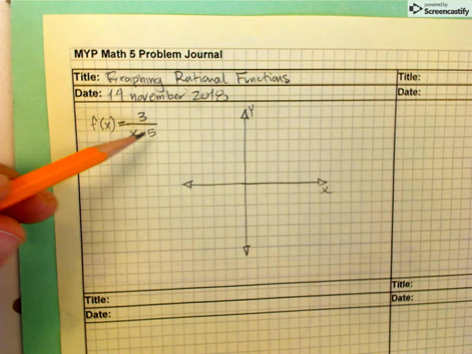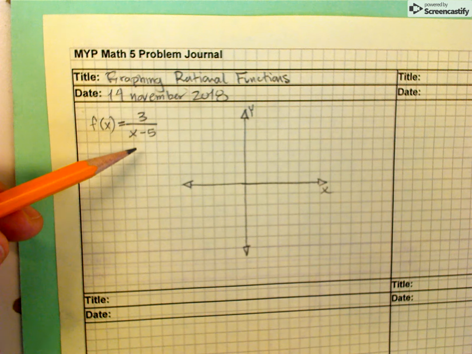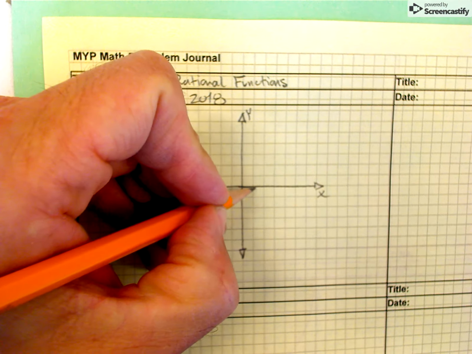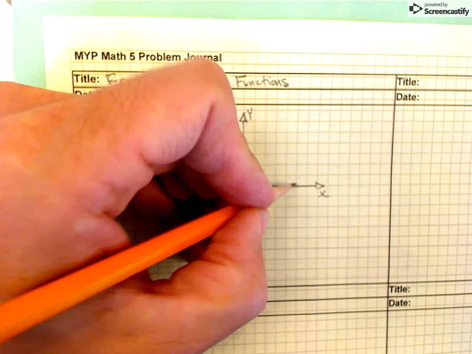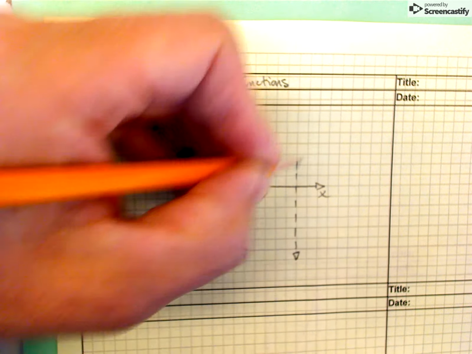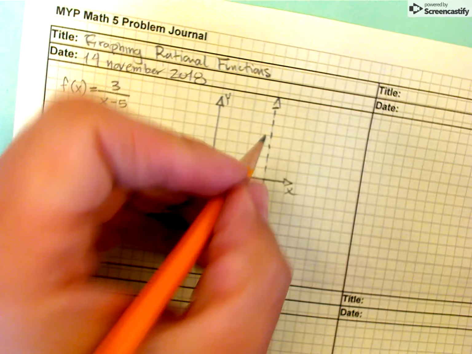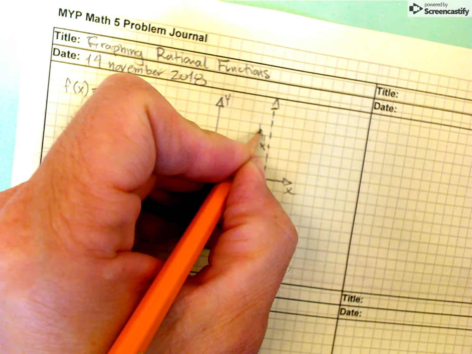So I look for the values of x that cause division by 0, and I can locate my vertical asymptotes there. Here's where x is equal to 1, 2, 3, 4, 5 right here. I'm going to draw a vertical line at x equal to 5. That's my vertical asymptote, and I'm going to label it with the equation of that line, x equal to 5.